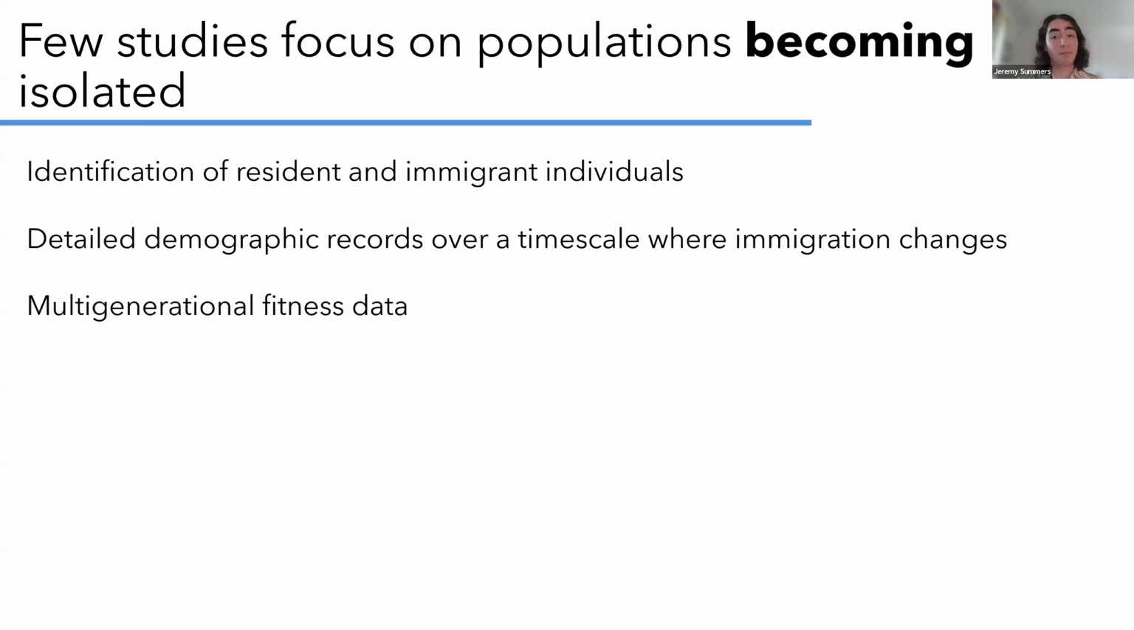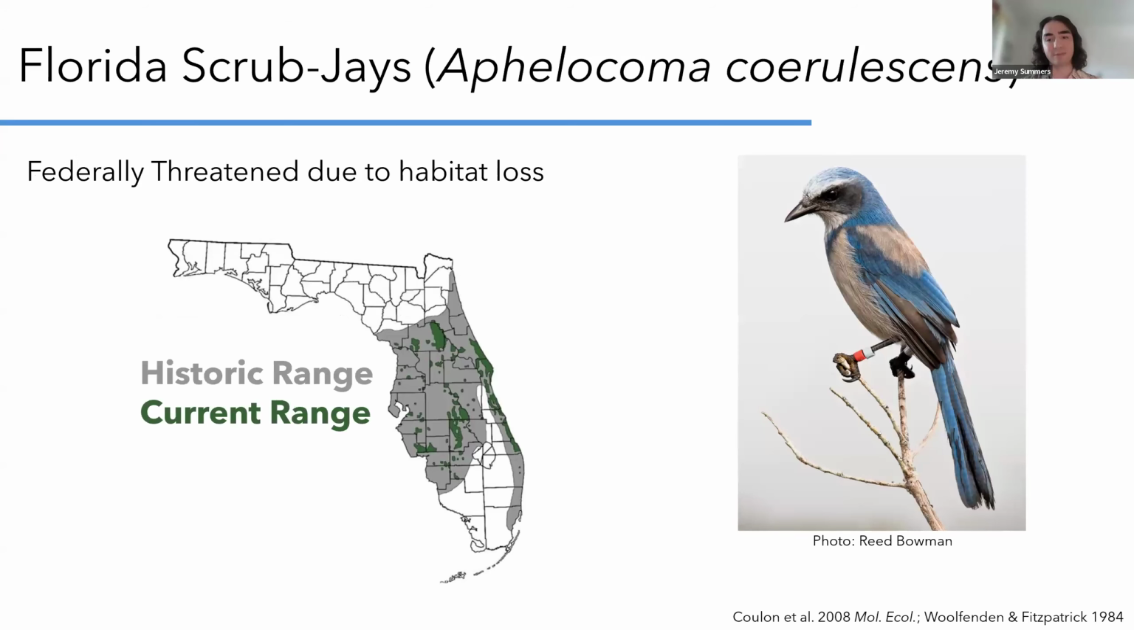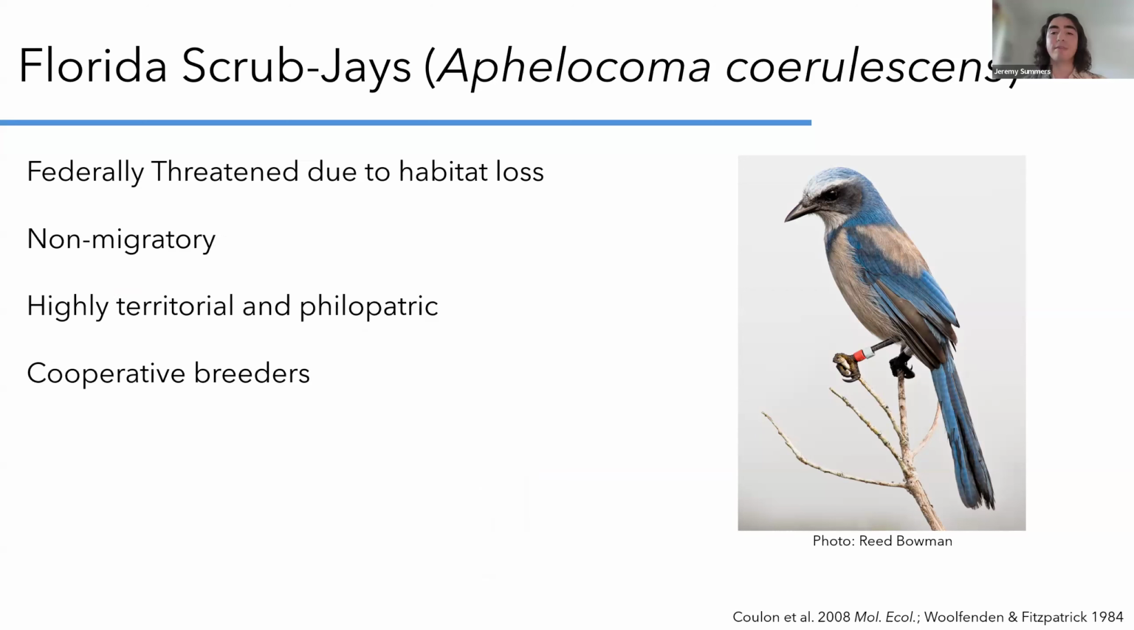Part of the reason for this gap in knowledge is just the data required to study immigration over time. We need to identify residents and immigrants. We need to collect detailed demographic information on the population over a timescale where immigration changes, and ideally we need multi-generational fitness data. Thankfully, there's a study system that meets these requirements. The Florida scrub jay is a federally threatened bird restricted to fragmented habitat patches across its historic range. These birds have limited dispersal, they're non-migratory, they remain on well-defined territories year-round within family groups, and they're also cooperative breeders, where young delay dispersal for multiple years and remain on their natal territory, assisting with rearing siblings.